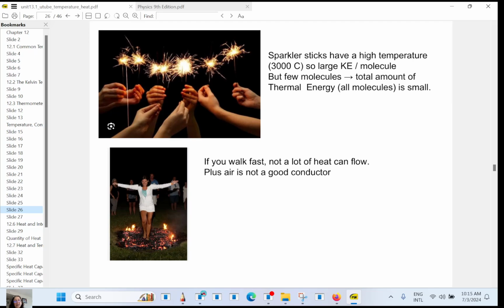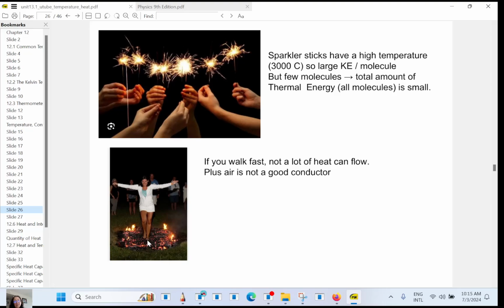So that's how it works. For example, here you have sparkler sticks. They do have a very high temperature, but you cannot warm up a room with this. You cannot use that as a heater because there won't be enough thermal energy. So the total amount of thermal energy will be low, even though the temperature will be large.